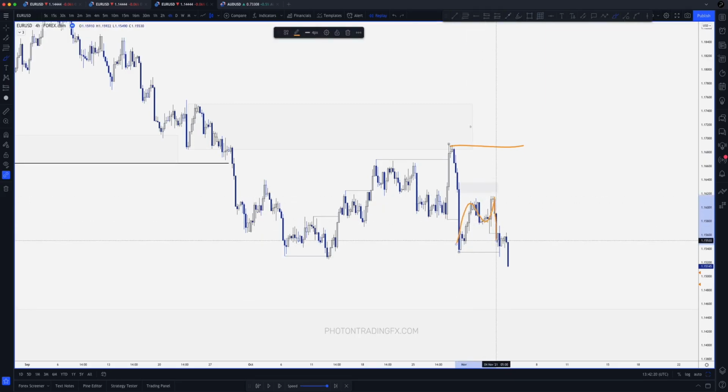Price game there, but then we get a change of character to the downside there. So now the internal 4-hour structure at this point is bearish. It's aligned with the swing structure, right? It's obviously a pretty good sign, not a guarantee, but a pretty good sign that we're ready to now take out this low and form that lower low.